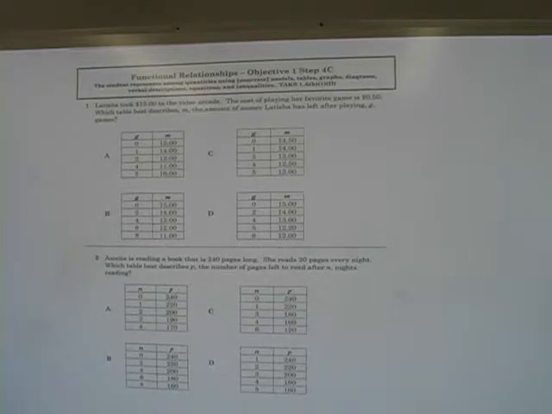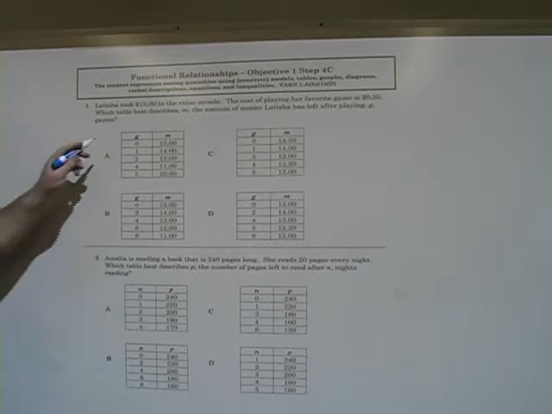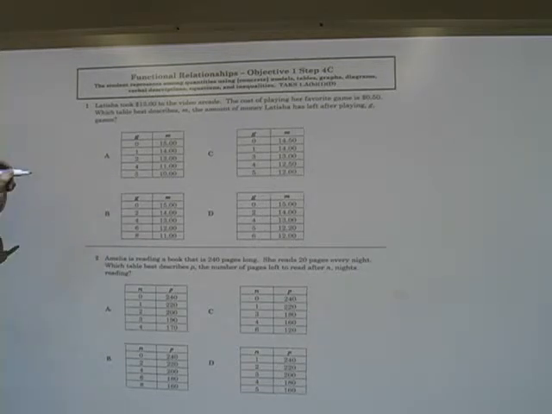Anyway, thank you. Okay, now look at this problem. Think about what's happening here. It says Letitia took $15 to the arcade. The cost of playing her favorite game is 50 cents. Which table best describes M? And M here is the amount of money she has left after playing G games. Right off, you can take the 15, divide it by 50 cents, and get 30 games for $15, if you're going for a shortcut.